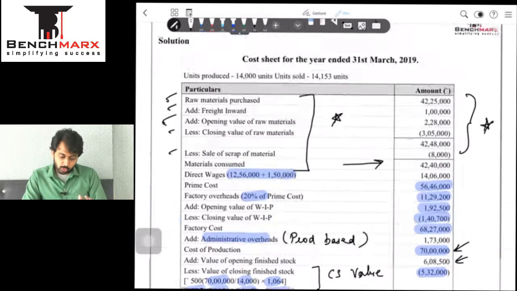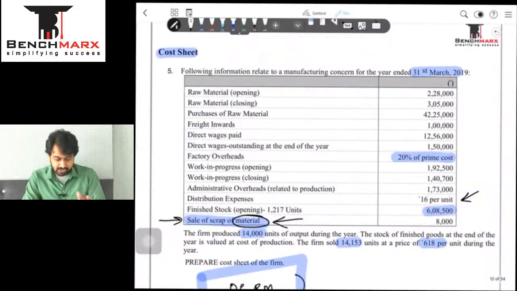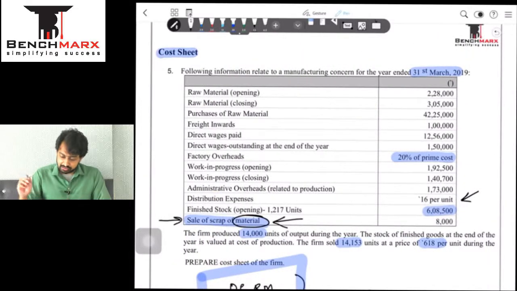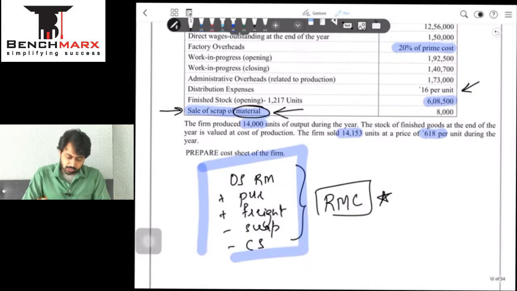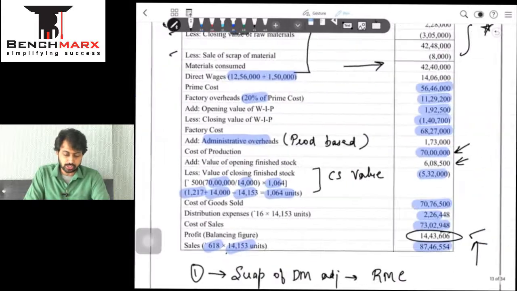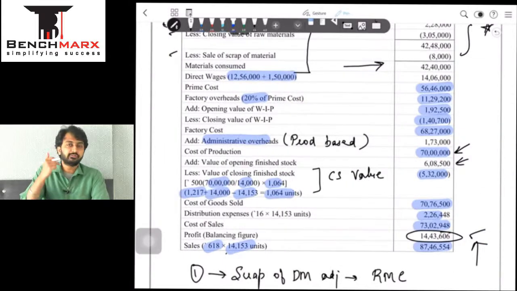ठीक है. One more question gone, that is question number 5. So 4 is gone in this session. 5 is also gone pretty quickly because 4 was simple, 5 was also simple. The only important thing in this question was the computation of raw materials consumed, on which we have given a note as well, that sale of scrap of material to be adjusted from RM.